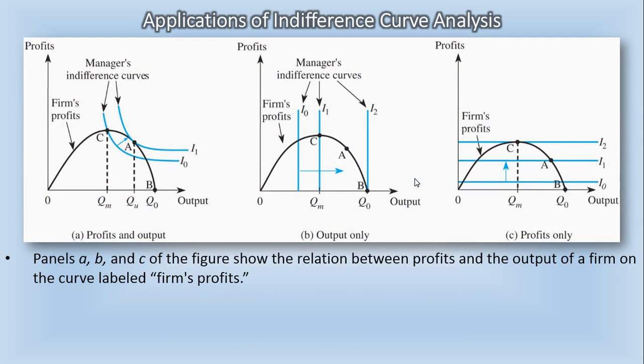So we've got three different panels here that represent three different possible scenarios that could result given what the incentives might be for a manager. So I would just expect you to understand what this means. I'm going to go through it in a second. So again, panels A, B, and C of the figure show the relation between profits and the output of a firm, and the curve labeled the firm's profits. So the firm's profits are these curves here that essentially represent the budget constraint for the firm.